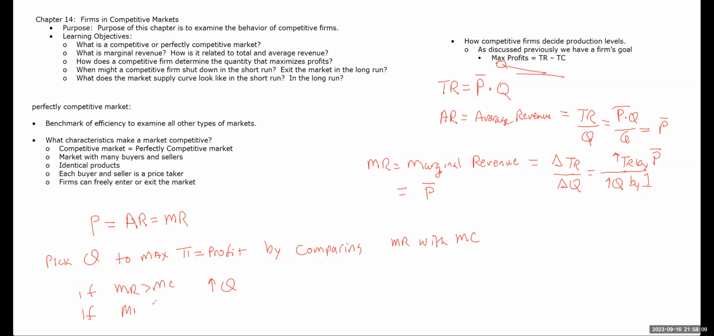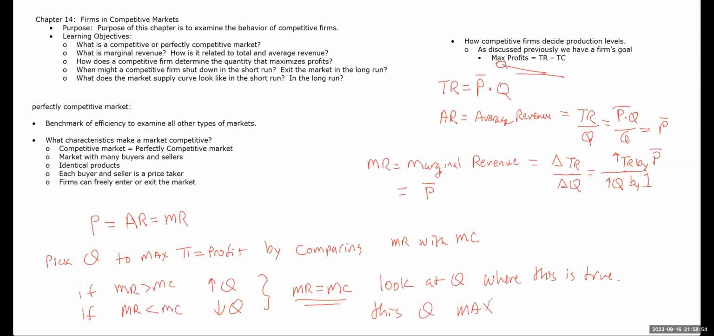If marginal revenue is less than marginal cost, then quantity should go down. So what the firm does is compare marginal revenue and marginal cost. If marginal revenue is greater than marginal cost, they produce more. If marginal revenue is less than marginal cost, they decide to produce less. They tweak that until marginal revenue is equal to marginal cost. When that is true, look at Q where this is true. This Q maximizes profit. That's the Q that maximizes profit, where marginal revenue equals marginal cost.